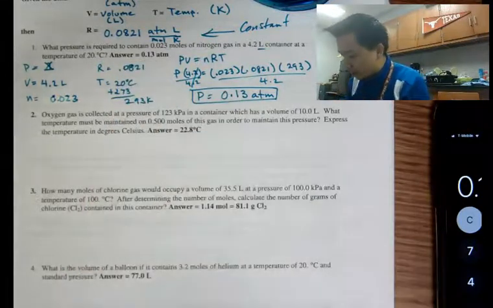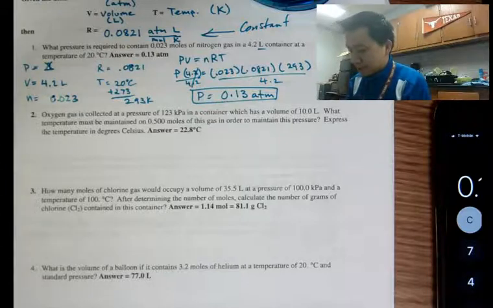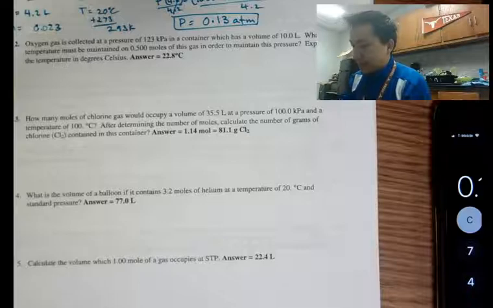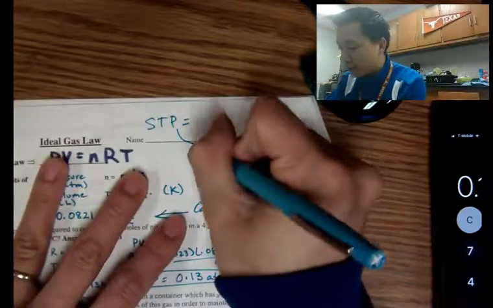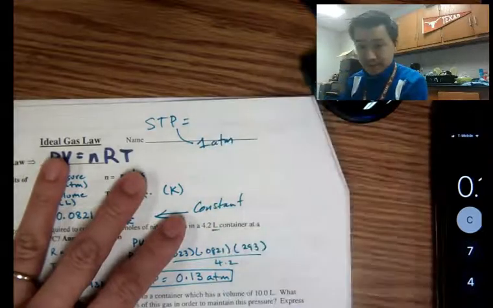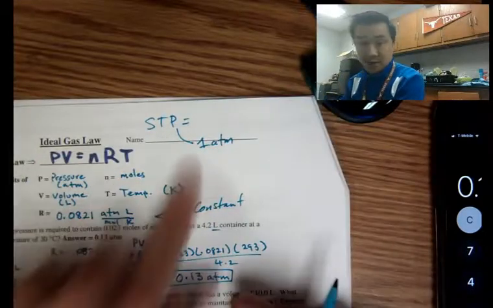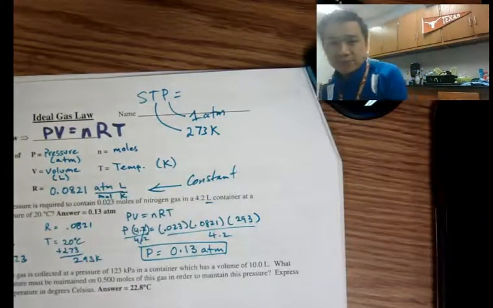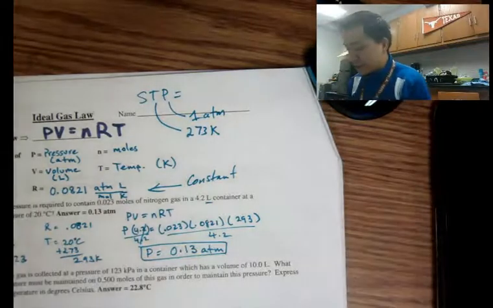I think there's one problem on here that is not correct, so we'll find that. Okay. And remember, you'll see STP a lot on this paper. STP gives us two pieces of information. It gives us a pressure of 1 atm. It's really convenient because this equation uses atm, so that's awesome. Temperature is 273 Kelvin. Remember those when you see STP, standard temperature and pressure.